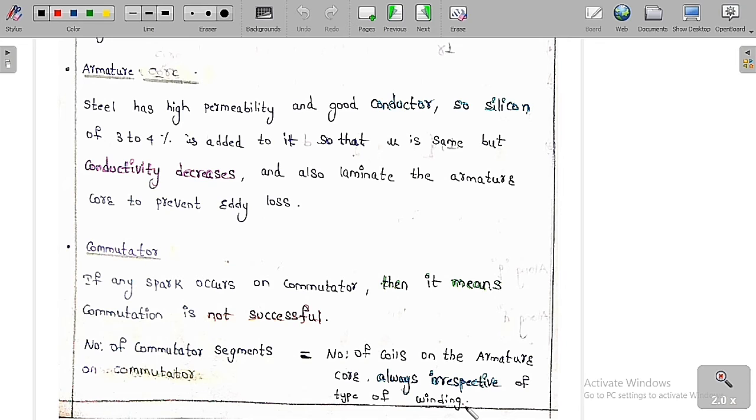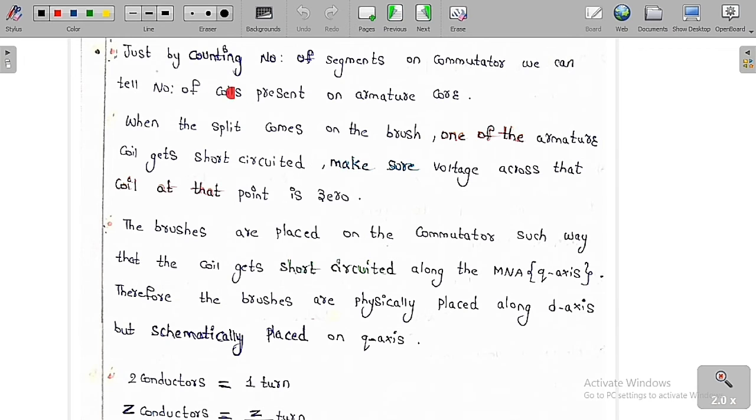The number of commutator segments on the commutator is always equal to the number of coils of the armature, irrespective of the type of winding, whether it is a lap winding or wave winding. This is a very important point because most of the questions have been asked on this concept. So just by counting the number of segments on the commutator, we can tell the number of coils present on the armature core.